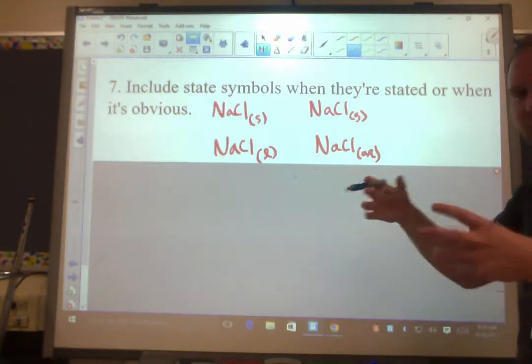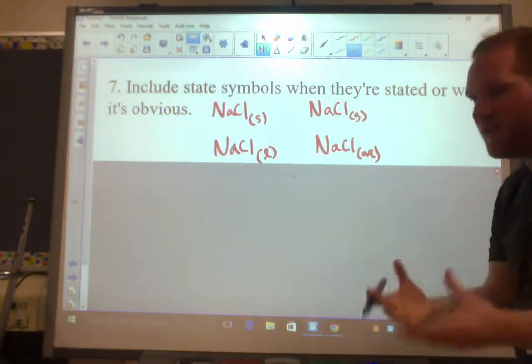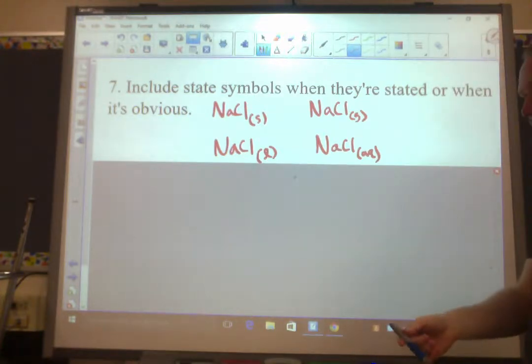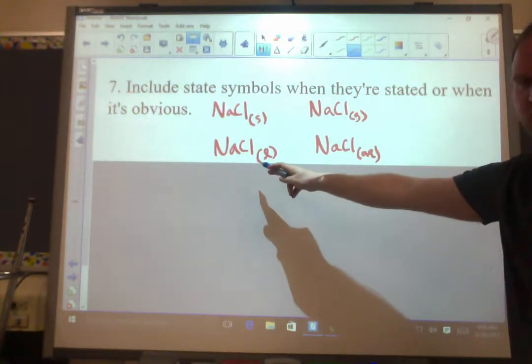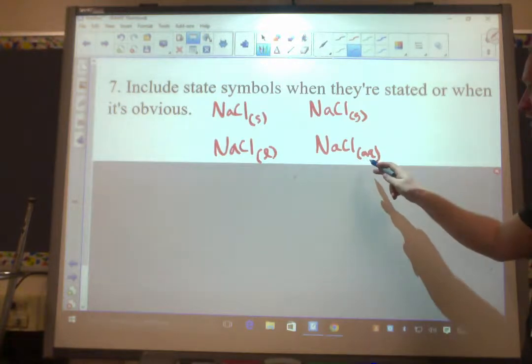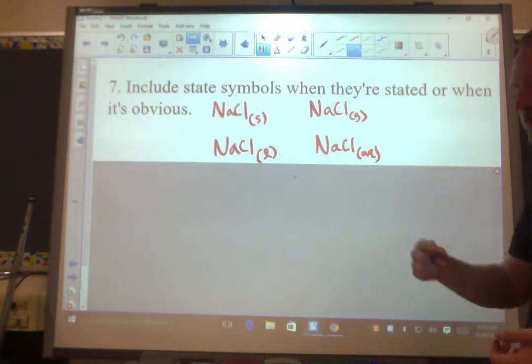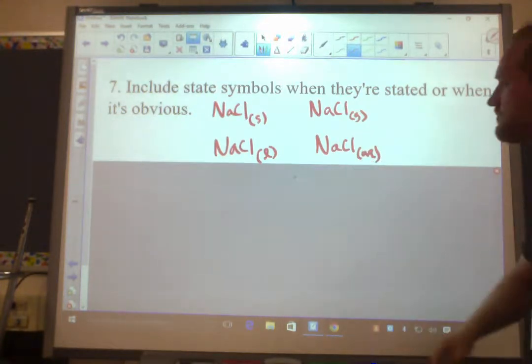Liquid means the salt itself is actually liquid, meaning you melted the salt. This would require extremely high temperatures. Aqueous NaCl means you took solid and dissolved it in water. So this is like salt water.